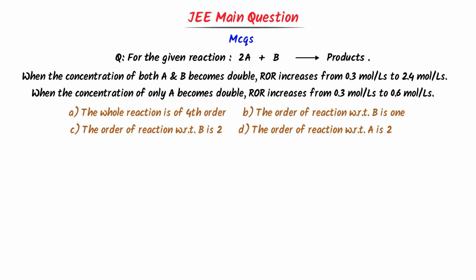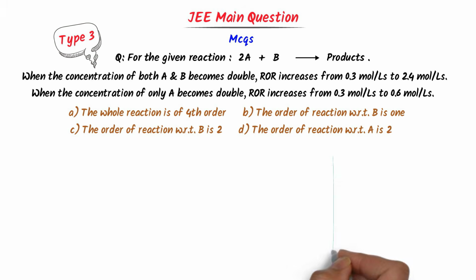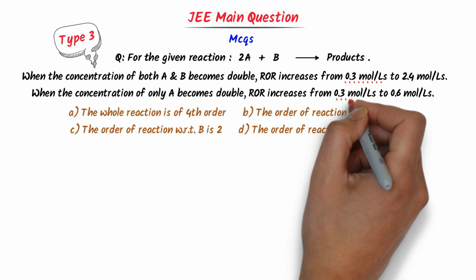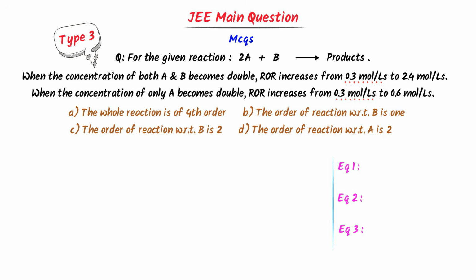Choose the correct option. Well, we already know that this question is a type 3 numerical problem. So I will write 3 equations for it. We can see that in both cases, the rate of a reaction increases from 0.3 mole per liter per second. So the initial rate of the reaction is 0.3 mole per liter per second.